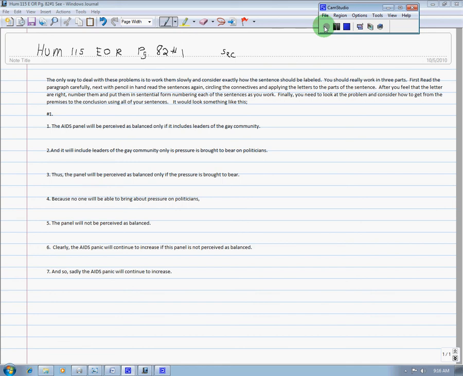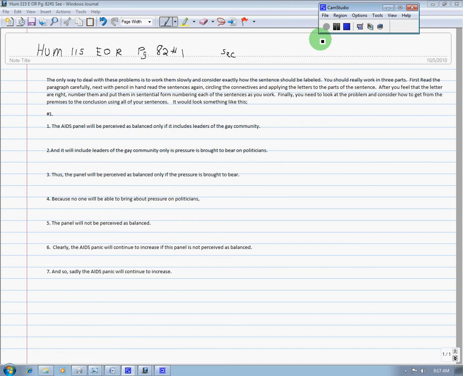Okay, this is Hume 115, Elements of Reasoning, page 82, number 1. The only way to deal with these problems is to work them slowly and consider exactly how the sentence should be labeled. You really should work in 3 parts. First, read the paragraph carefully.